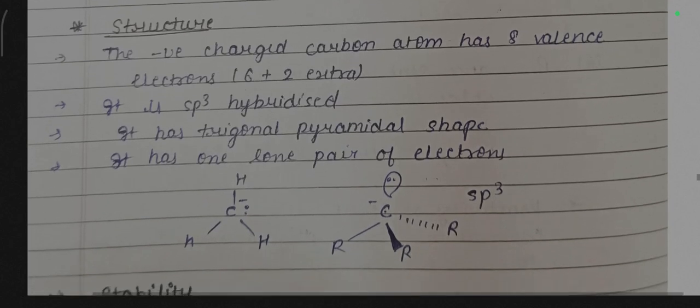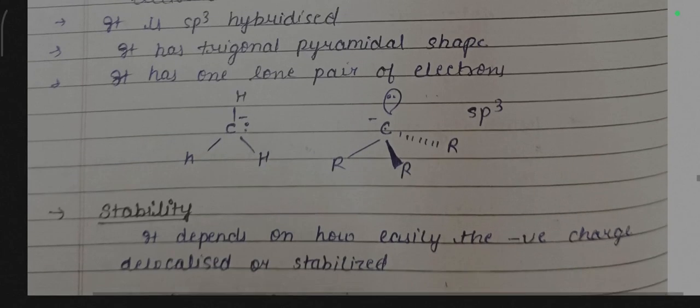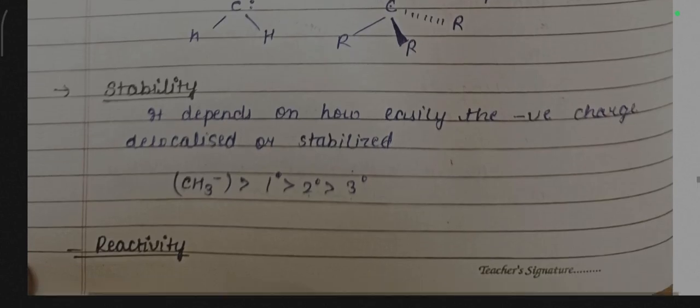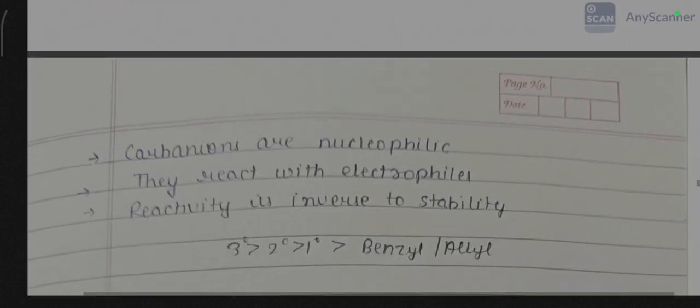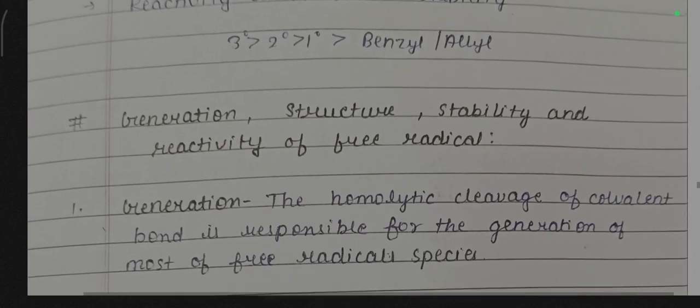It is sp3 hybridized. It has trigonal pyramidal shape. It has one lone pair of electrons. Stability. It depends on how easily the negative charge is delocalized or stabilized. Methyl is greater than primary, is greater than secondary, is greater than tertiary. Reactivity. Carbanions are nucleophilic. They react with electrophiles. Reactivity is inverse to stability. Tertiary is greater than secondary, is greater than primary, is greater than benzyl or allyl.